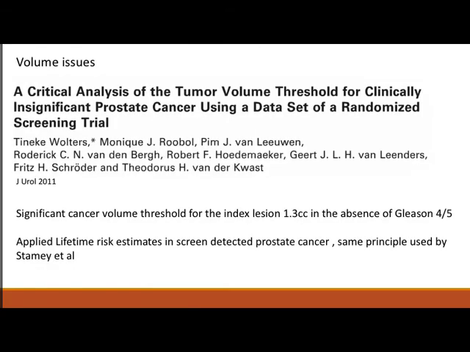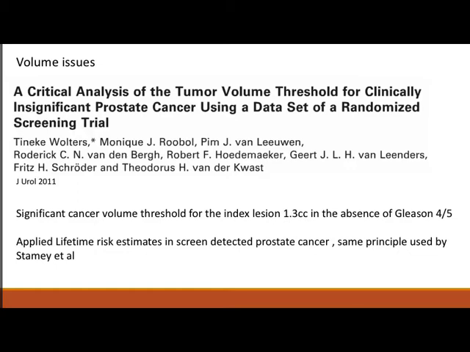And then in 2011, Schroder and Vanderquast, out of the ERSPC data, did the same mathematical technique and came up with 1.3 cc's if you didn't have any Gleason grade 4 or 5, so only for Gleason 6s, whereas the Stamey group was for all comers.